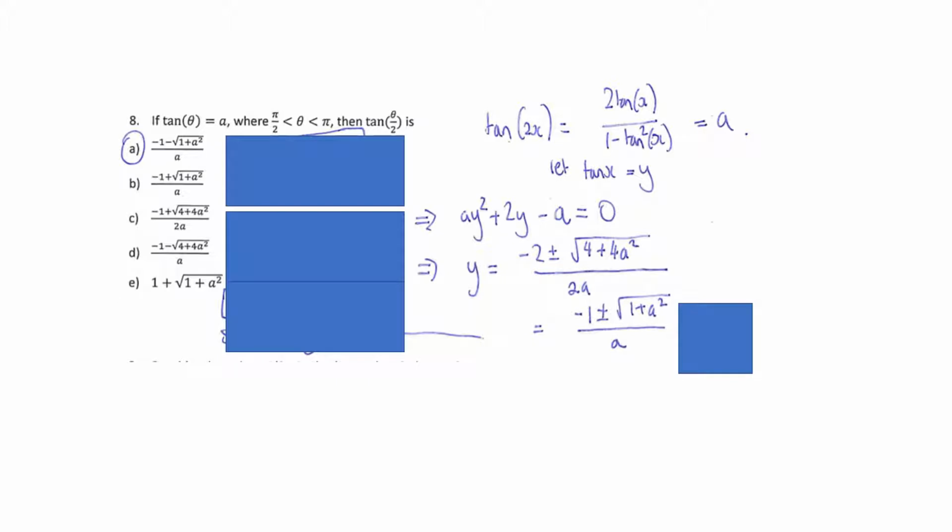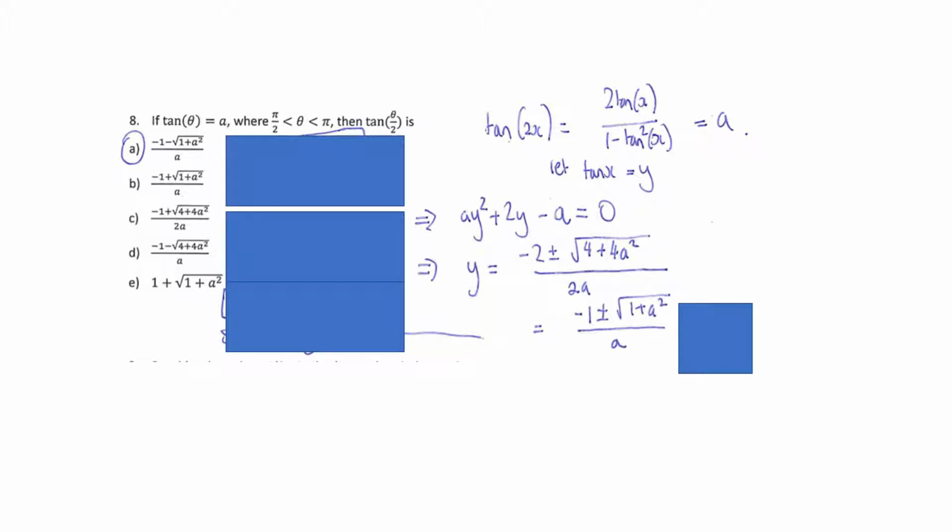All right, question 8 was a little bit of a curly question. So if tan theta is equal to A, where theta is in the second quadrant, we know tan is negative in the second quadrant, therefore A is negative. That's something we'll bear in mind.